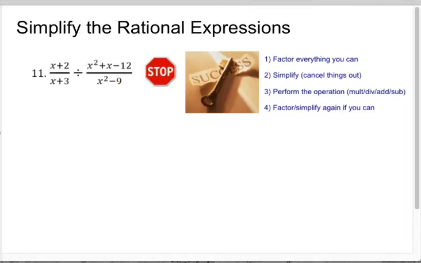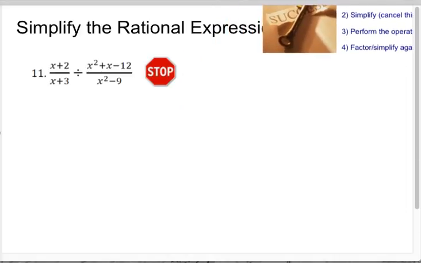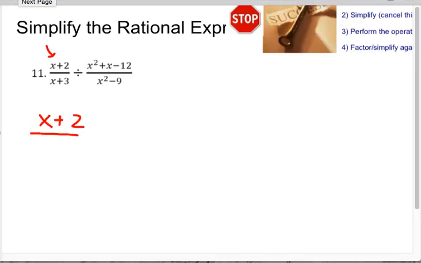Okay, number 11 here. We are dividing. We're going to factor everything if we can to make the problem a little bit easier. X plus 2, it's x to the first power. There's no common factors, so I can't factor that. X plus 3, can't factor that out either. Times, this is a division problem, so I'm going to factor and flip this at the same time.